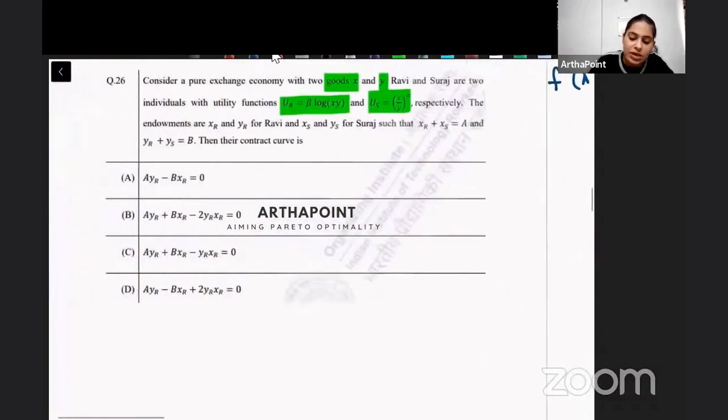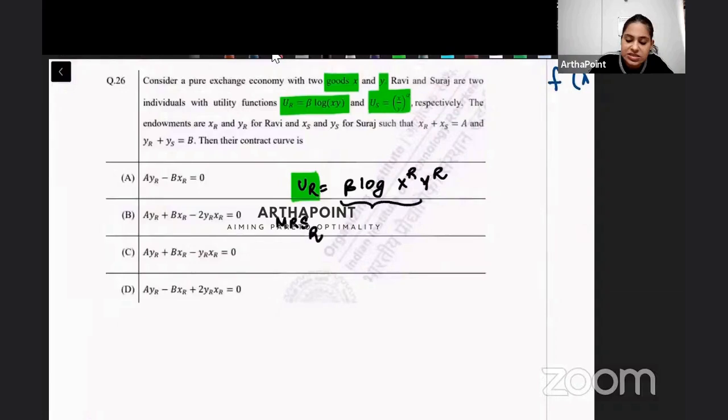Let's do it here. So UR is beta log xy. First, carefully, wherever there is UR, so that you don't get confused later on, make it XR and YR. Now find MRS of individual R. Either find it for this or find it for x to the power R, y to the power R, whole to the power beta. You will get the same answer. So what is MRS? It is MUX by MUY.